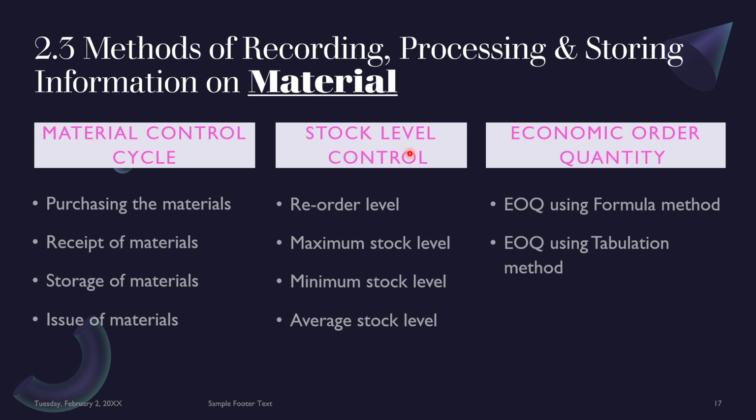Stock level control consists of four types. One is reorder level. Two is a maximum stock level. Three is a minimum stock level. Four is the average stock level. And for economic order quantity, there are two methods that can be used to find the economic order quantity. One is known as formula method and another one is known as tabulation method.